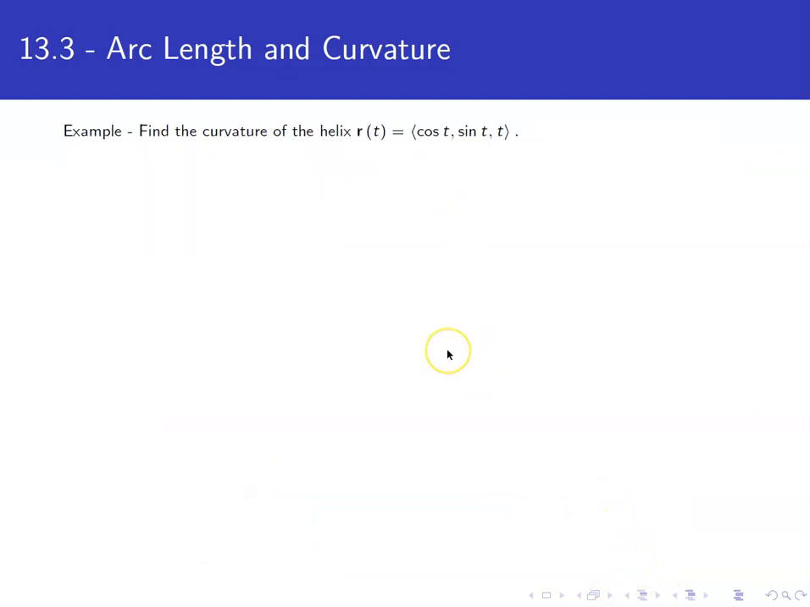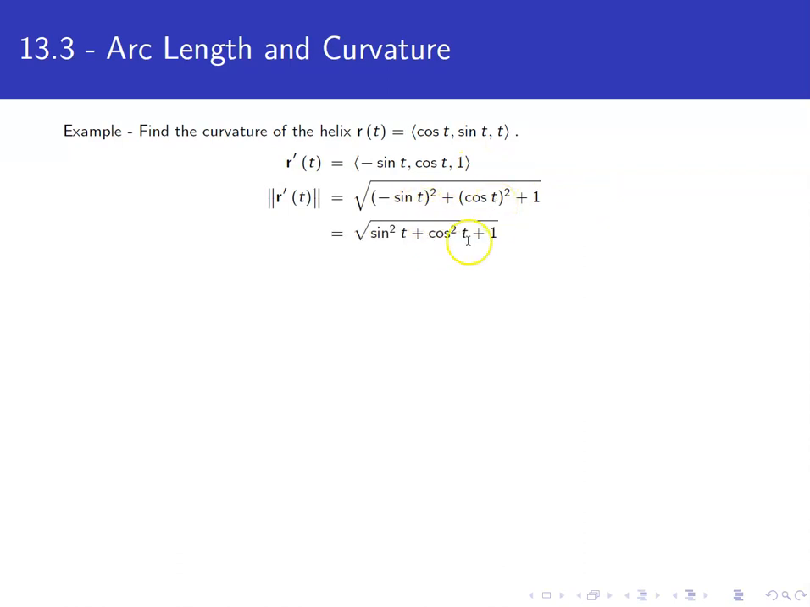So let's see if we can do an example here rather than me talking about it. Let's see if we can apply the formula. Here's the helix: cosine t, sine t, t. This would be a helix that goes around the z-axis. It just keeps rising and going around. Take the derivative, we'll get this vector valued function. Take the magnitude of the derivative, we see a sine squared t and a cosine squared t will be 1, so the magnitude of the derivative will be root 2.